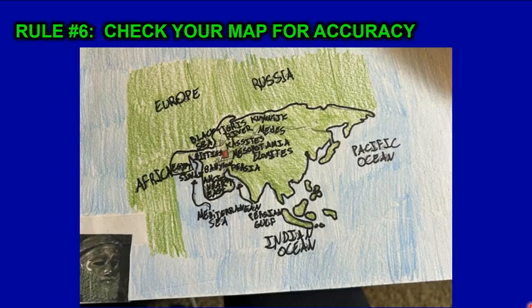All right, check your maps for accuracy. Europe, Russia, and Africa. All right, Africa doesn't look like that. Europe doesn't look like that. Russia doesn't look like that. In fact, all of this is Russia. This is a poorly drawn map.